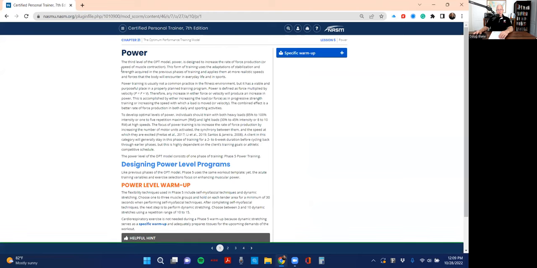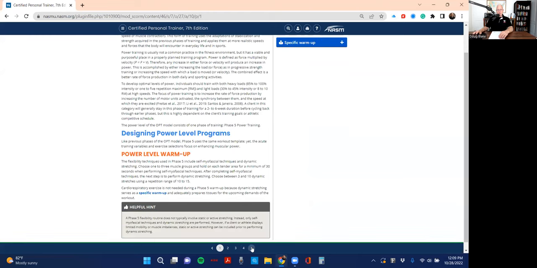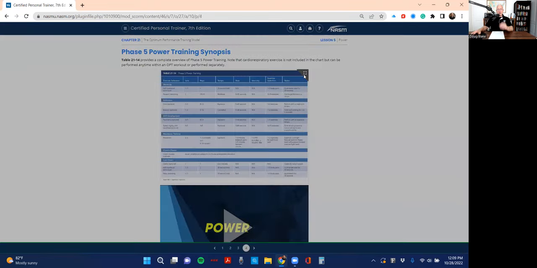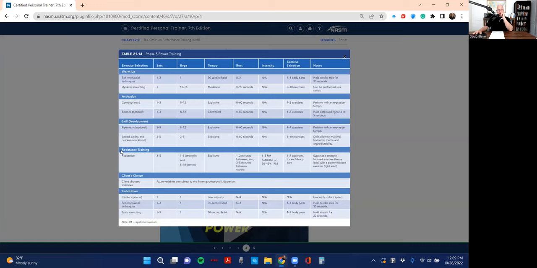Now we get to the power level, and what is different in the SAQ for power? And I'm just pushing through here so you can get an idea. SAQ training, the only difference that you're going to see, the number of reps are the same. Why? Because it's explosive power. So you might do more sets. But you see the difference. Not that big of a difference.